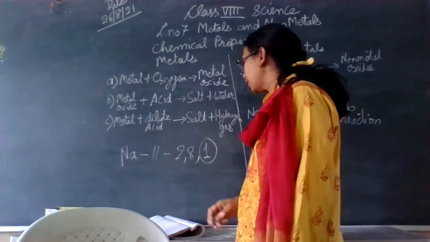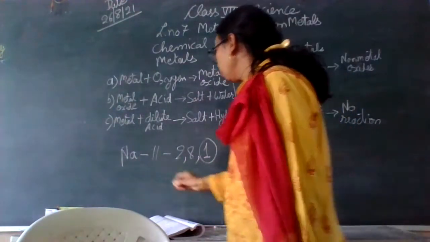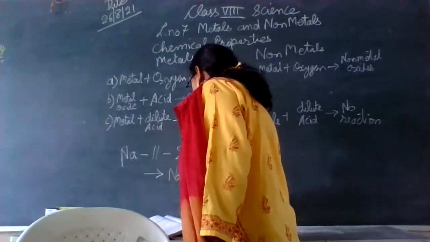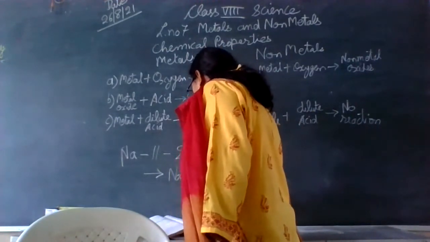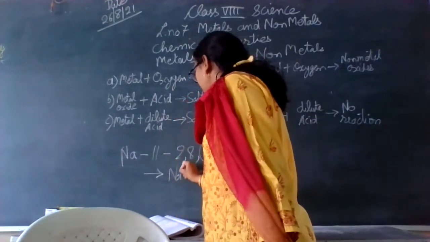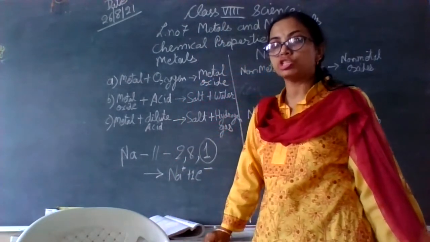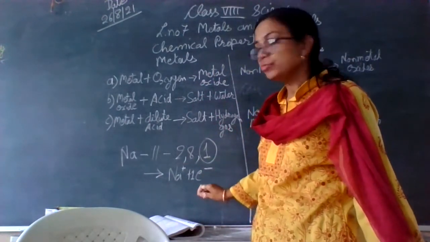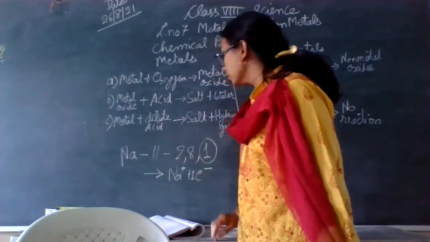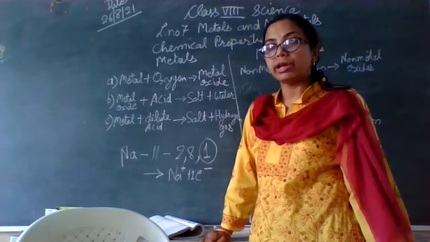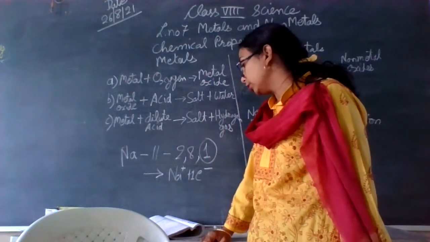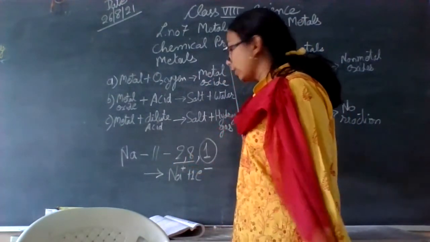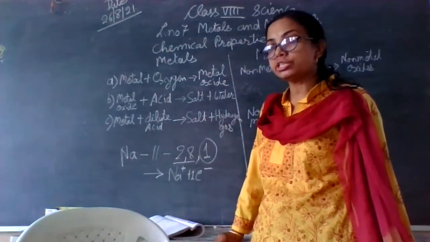So in this case, sodium will give away one electron, and there will be one positive charge on sodium because the negative electron is given away and a positive ion is going to develop on that element.